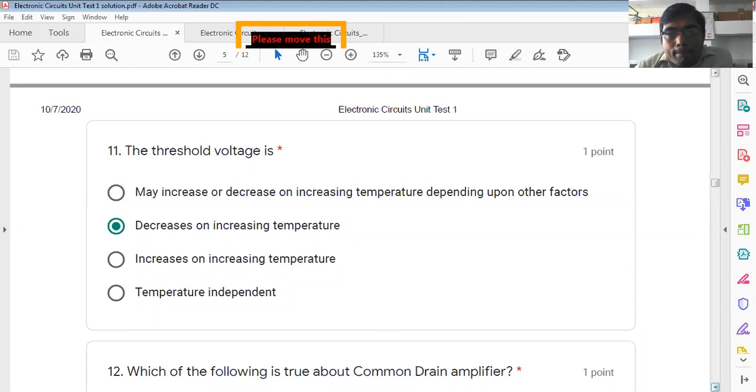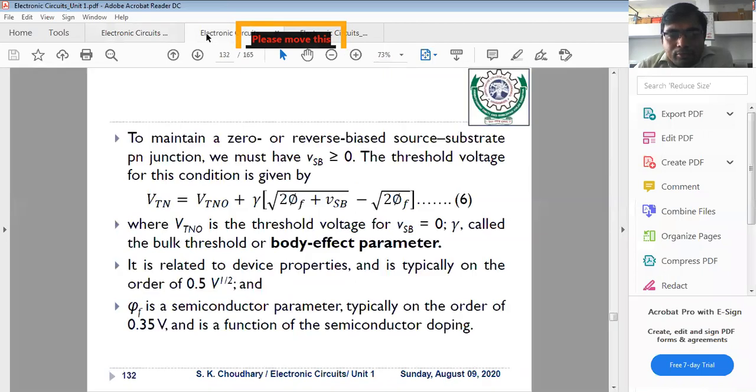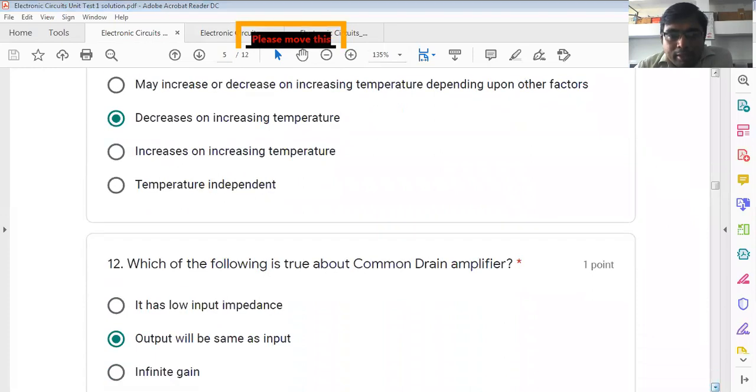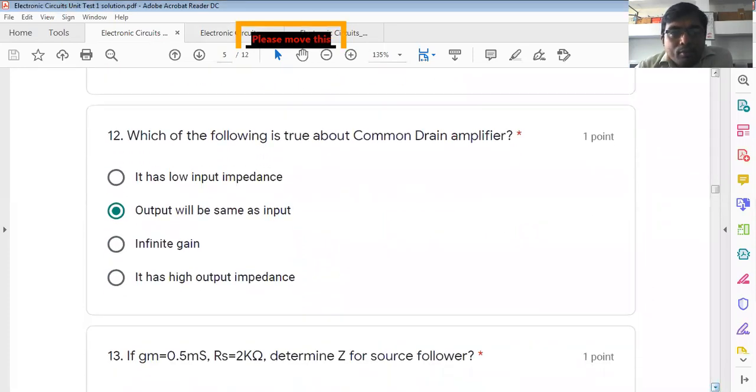Now come to another option. We have also learned this formula for the threshold voltage, and you know that it is also a function of temperature, the source to body voltage, and the Fermi potential. We have already seen the threshold voltage in much detail. So I hope all of you marked the correct answer at the time of the examination.